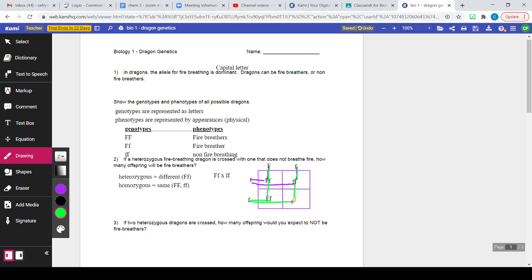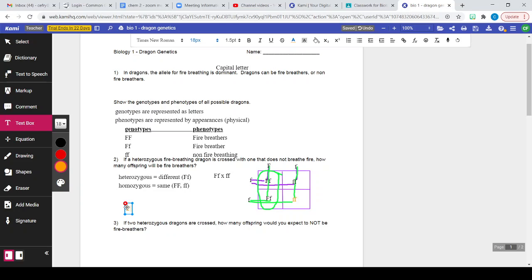So once I have this filled in, how many offspring will be fire breathers? Well, if I had 4 kids, out of those 4 kids, I would expect 2 of them to be fire breathers. And these 2 would not. So my answer here, the answer would be 2 kids, or you could say 50%, right? Each box is 25. So we got 25, 50, 75, 100. So 2 kids or 50% of your kids you would expect to be fire breathers.